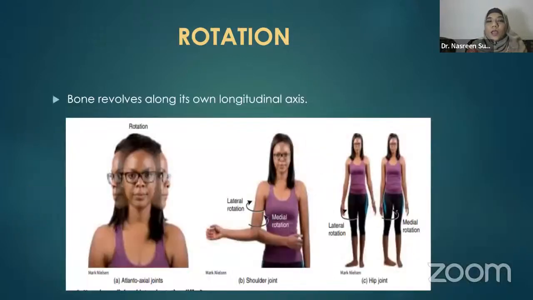Now coming to rotation. Rotation means one bone revolving around its own longitudinal axis. For example, you are turning your head like this, but it is going to have the same axis. Along the axis only it is going to revolve. We can see this in the shoulder joint, which revolves on its own axis. Even the hip joint can come under rotation.